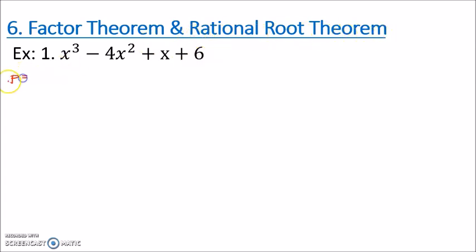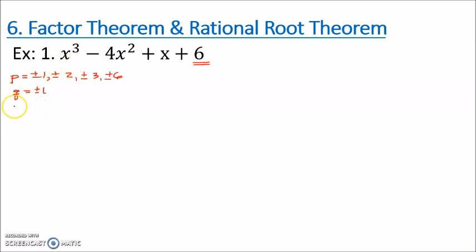Una-una, hanapin natin yung values ng P. So, unahin natin yung factors ng constant term. We have positive negative 1, positive negative 2, positive negative 3, and positive negative 6. Yung factors ng 6. Okay? And then, yung Q natin, values ng Q, yung factors ng leading coefficient. Yung leading coefficient dito, yung kasama nung x na may highest degree, is 1. And so, factors ng 1 ay, of course, yung positive 1 at saka negative 1.